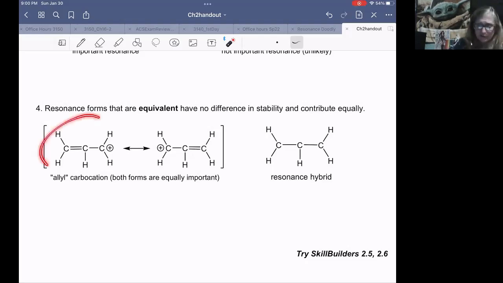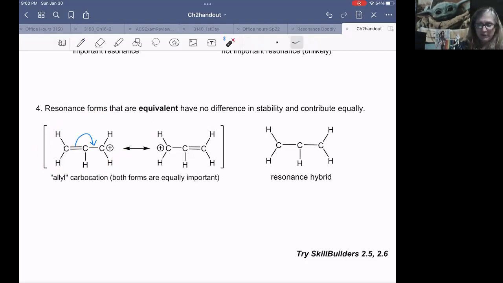How could I convert this first structure into the second structure? How could you describe it using curved arrows? How can you show where the electrons have been redistributed? And it's simply this pi bond. This pi bond is just shifting over into a new position. So it shifts from the left-hand side to the right-hand side.